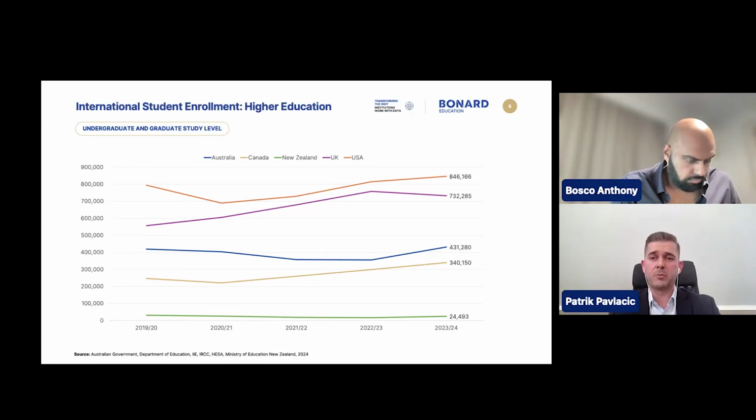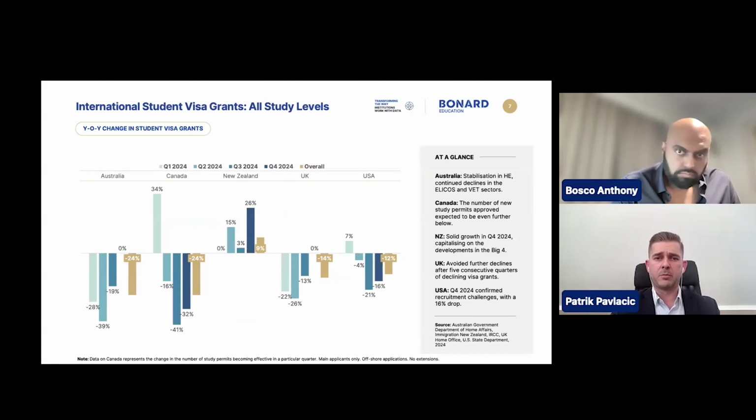However, as I said, the problem with enrollment data is that it becomes available once a year, and by the time it's available, it's also quite outdated. So it's very good for longitudinal decision making, but it doesn't tell you the full picture, especially when we look at any imminent impacts of things like visa policy changes. Now, in order to be able to monitor that, as I said, we're turning to visa data. And over here, you're able to see a comparison of the respective quarters of 2024, how student visa grants evolved.